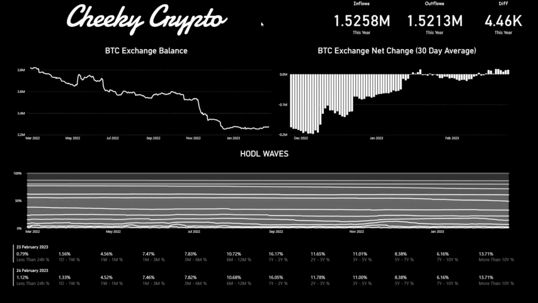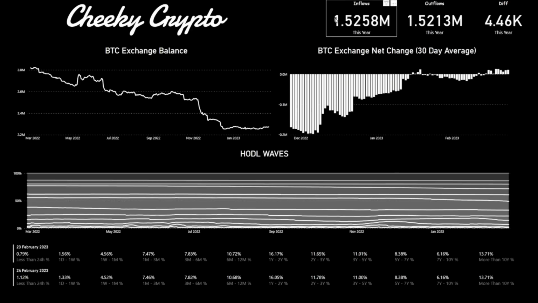So inflows, outflows, and the difference, these three boxes. Essentially what we've got going on here is from the 1st of January 2023 up until yesterday, which would have been the 24th of February, we've had 1.5258 million BTC going onto the exchanges, and we've had 1.5213 million coming off the exchanges, which basically means 4,460 Bitcoin more has gone onto the exchanges than has come off the exchanges.